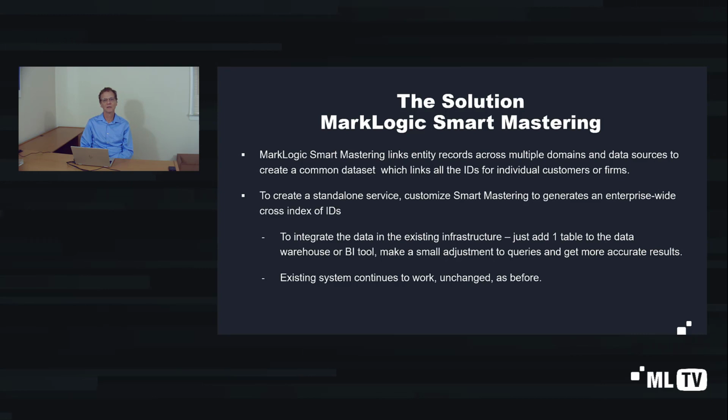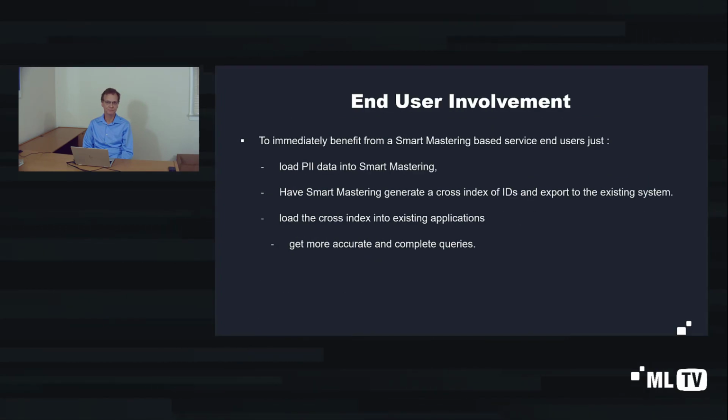So how do you solve that? You take MarkLogic Smart Mastering, and it'll allow you to figure out all the different IDs that apply to a specific firm or individual. Then you can easily customize Smart Mastering to generate a cross-index of all the IDs for them, and then send that to your existing infrastructure so that their queries can reference that new index and not just be blindly going against the old stuff. And the beauty of it is their existing system will continue to work unchanged as before, but if they want to get better queries and better results, then they just make a small change and access the new system.